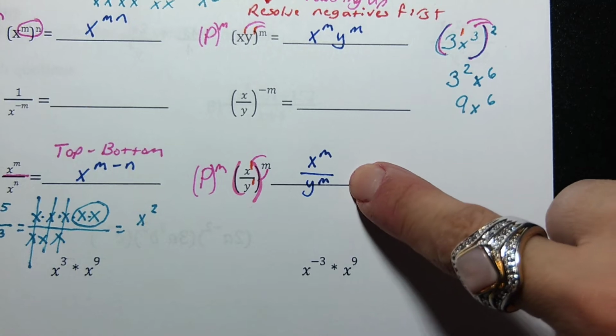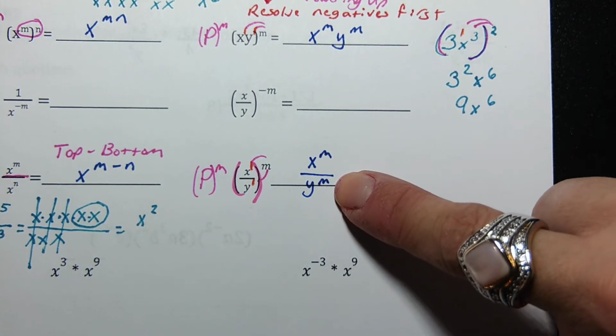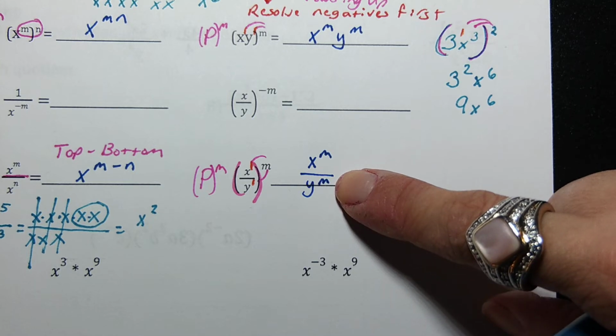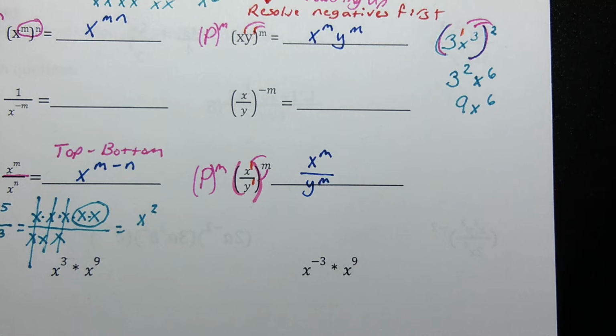Can I simplify that further? Why can't I subtract those exponents? They're not like bases. They don't have the same base, so I can't do any simplifying with those ones.